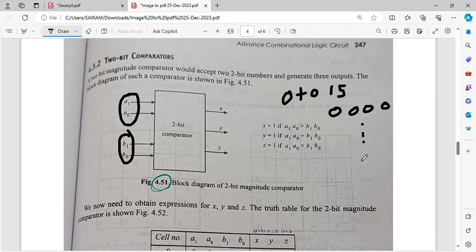In that case, consider 0000: take 2 zeros over here and 2 zeros over here, and compare them. You have taken 2 zeros and 2 zeros separately. What are these 2 zeros in decimal? It is 0, right? And these 2 zeros are also 0 in decimal. So now we compare 0 with 0.